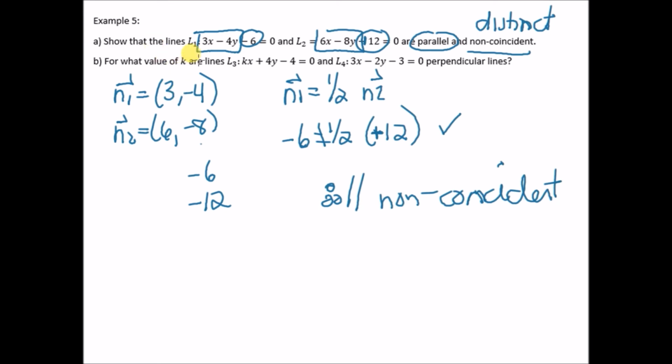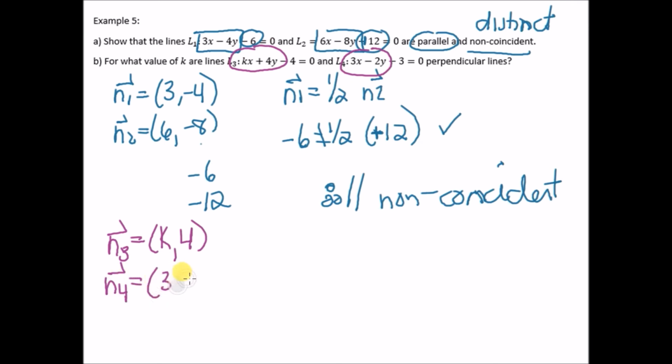Now, 5b. For what value of k are these lines, line 3 and line 4, perpendicular? Both are in Cartesian form, so let's go ahead and take the normals. Normal 3 is (k, 4), and normal 4 is (3, -2).